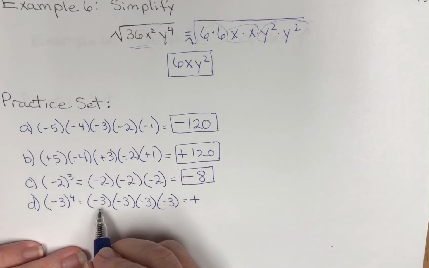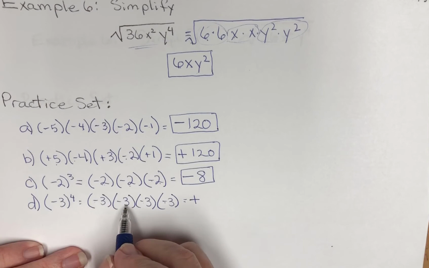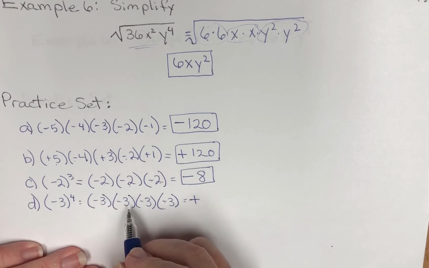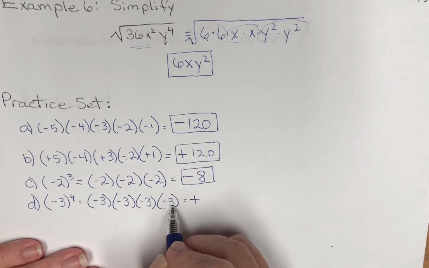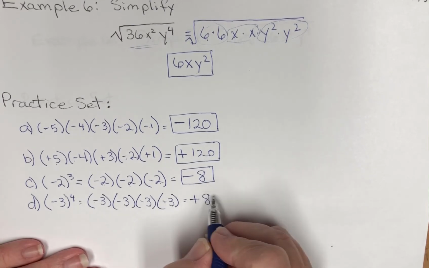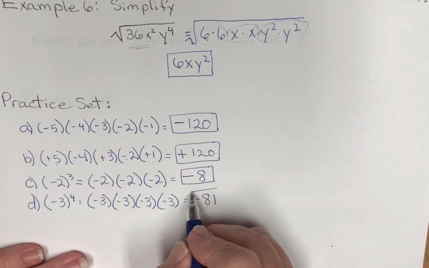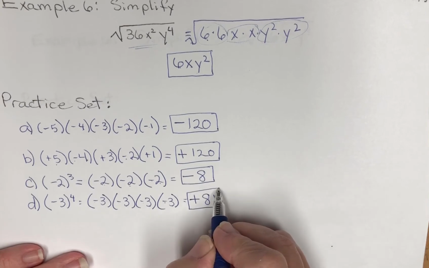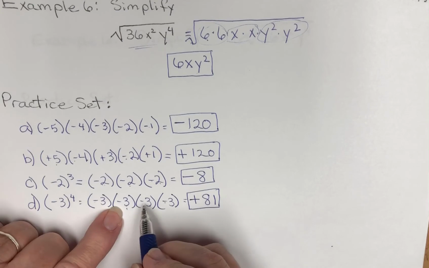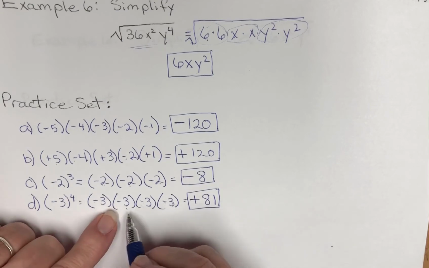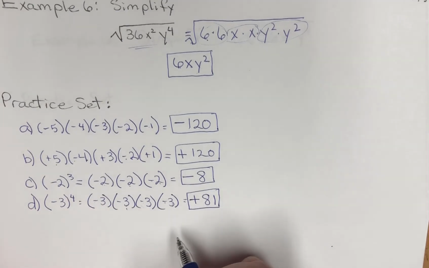And now I'm going to multiply. Well, 3 times 3 is 9. 3 times 9 is 27. And 3 times 27 is 81. So my answer is going to be positive 81. Another way you could look at it is 3 times 3 is 9, 3 times 3 is 9, 9 times 9 is 81.